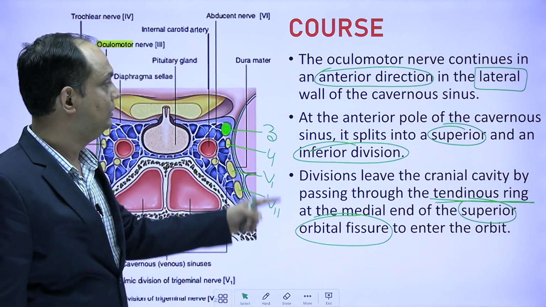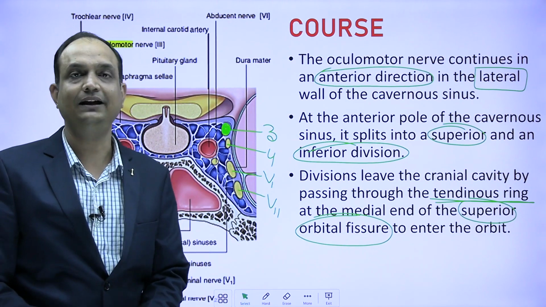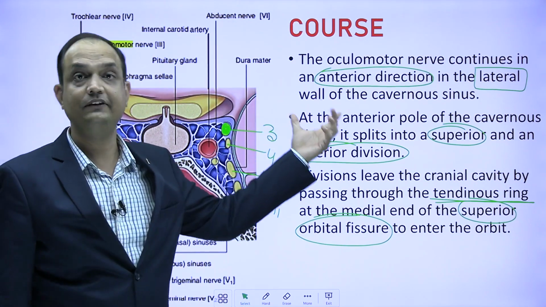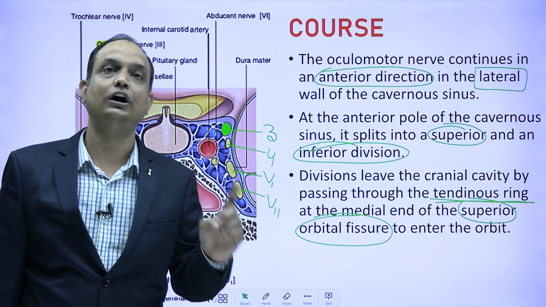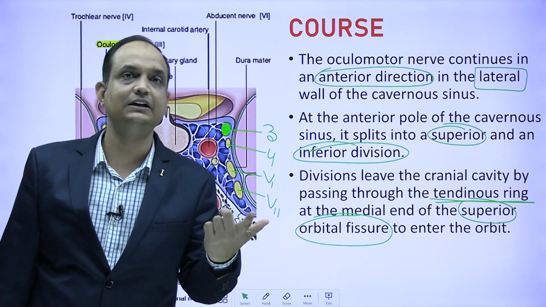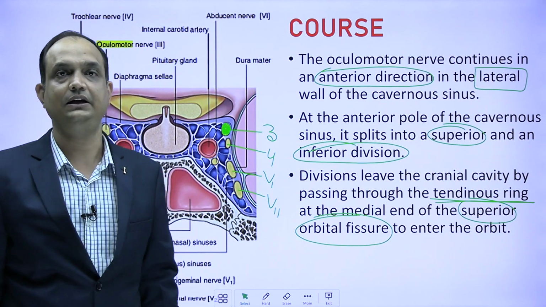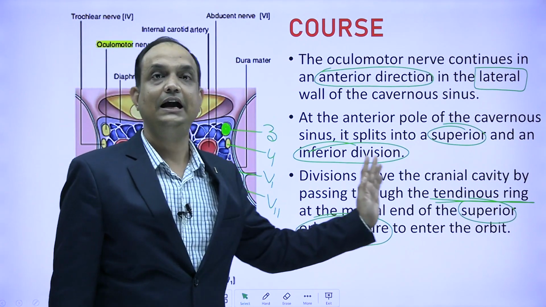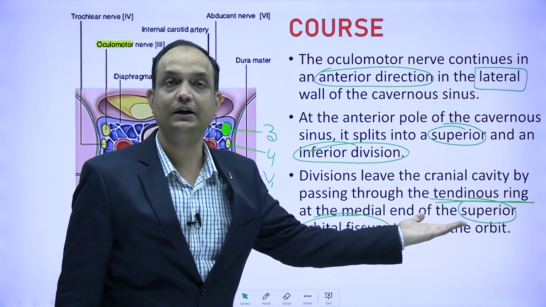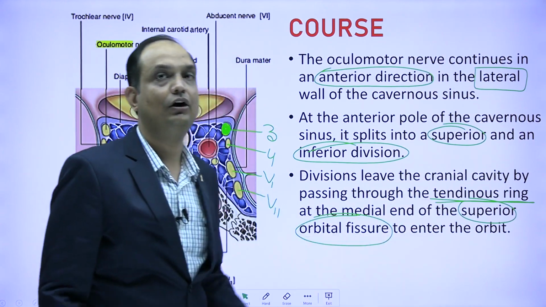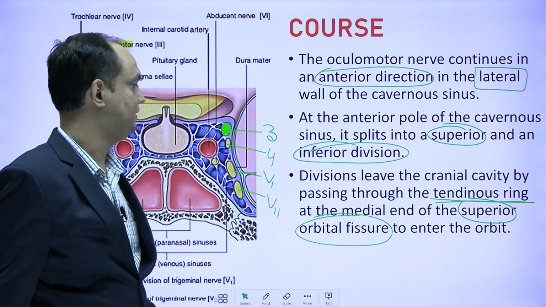Clear? So, here the question is: does the oculomotor nerve leave the cranial cavity? Answer is no. The oculomotor nerve will not leave; its divisions are going to leave the cranial cavity, and these divisions enter into the orbit through the tendinous ring of the superior orbital fissure.